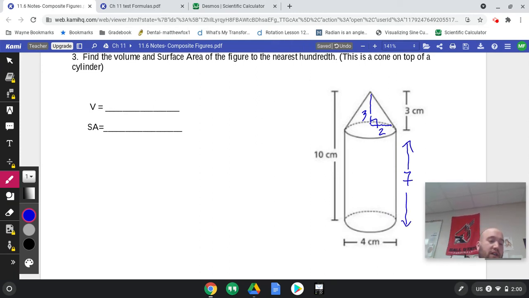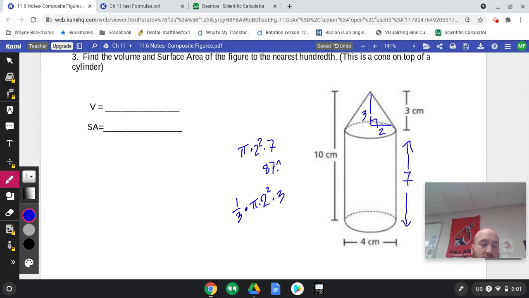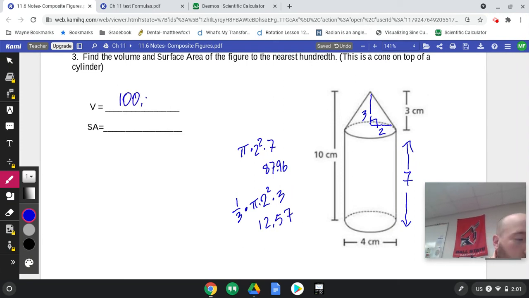Okay, so now let's find the volume of our cylinder. So just pi r squared times that height, which is 7. And whatever we get, we will add to the volume of our cone, which is 1/3 times pi r squared times 3, because that's our height. So if we type that in the calculator, we'll get 87.96. Meanwhile, for this one, we'll get 12.57. We'll add those two together, and we'll get 100.53.